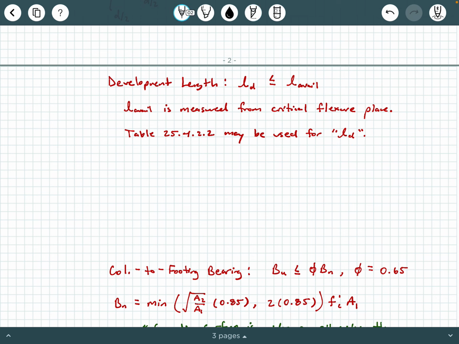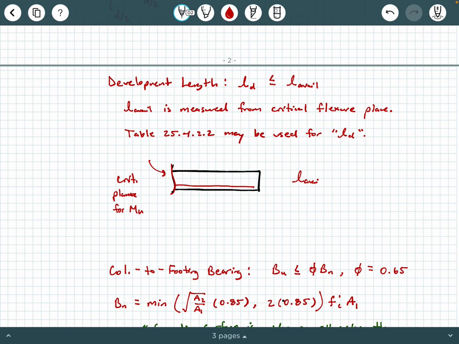So what do we mean by critical flexure plane? Again, if you have your side of the footing right here, okay, and we're going to call this right here the critical section or the critical plane for M sub u, okay, then you're going to have your rebar running here, okay, and so the available length is going to be measured from that plane out to here, okay. Now, what typically L available is going to be is something like this.